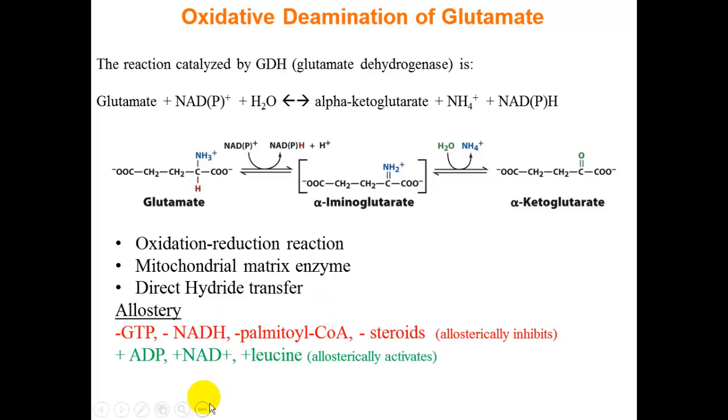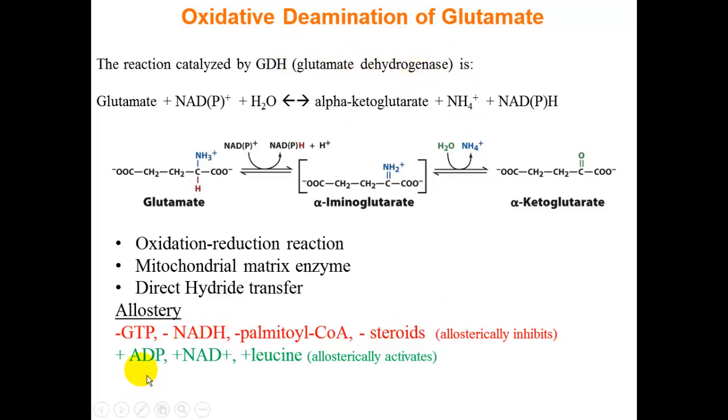What's very interesting is the whole repertoire of allosteric effectors. You can have negative allosteric effectors, such as GTP and NADH, that tell you that the cell is essentially energetically fulfilled and all the reducing equivalents are reduced. And also, oxidative deamination is linked to fatty acyl coenzyme A levels. It is also linked to steroid levels. These molecules actually allosterically inhibit oxidative deamination, and they inhibit glutamate dehydrogenase.